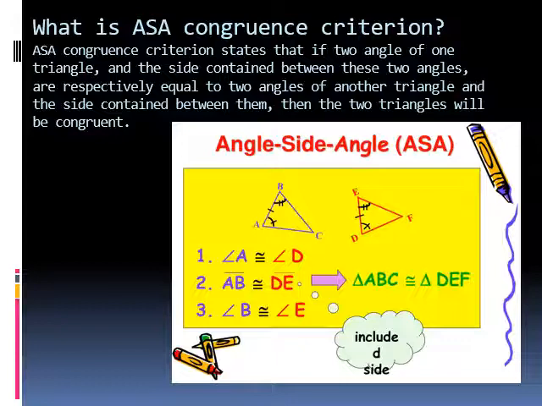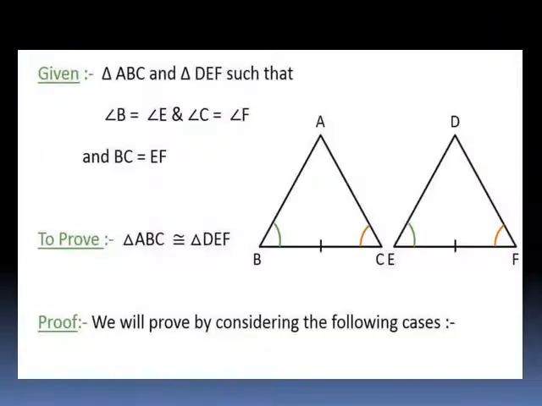Now to prove, you know the format. The format is: given, to prove, and proof. So what is the given? In our case, we have triangle ABC and triangle DEF such that angle B is equal to angle E, angle C is equal to angle F, and side BC equals EF. We have to prove the two triangles are congruent.